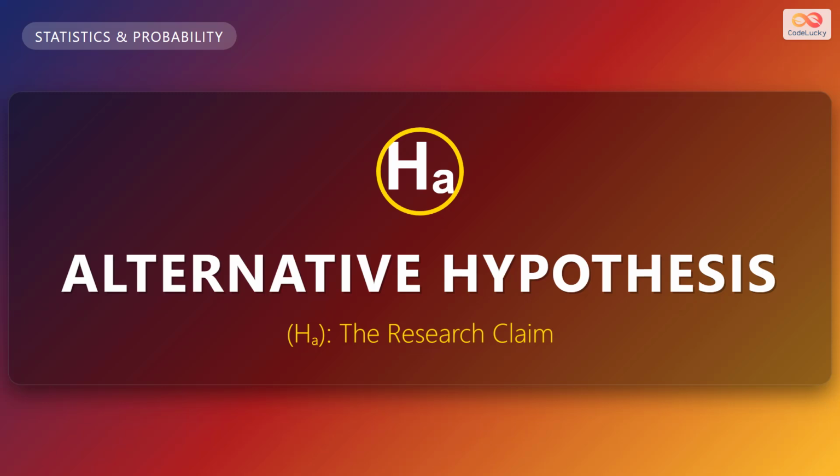Welcome. Today we are diving into the core of statistical testing. We are going to talk about the alternative hypothesis, often denoted as HA or H1. This is the heart of what researchers are actually trying to discover.